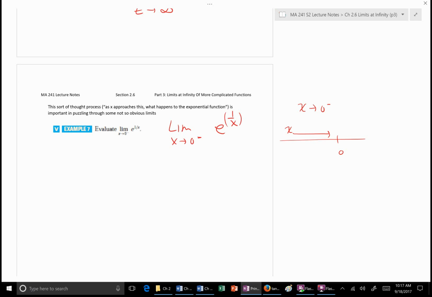Now, I have a clue. So this is a good problem. What do you do when you come across something that doesn't look like anything you've had before? This doesn't look like anything that you've had. So here's how I look at it.